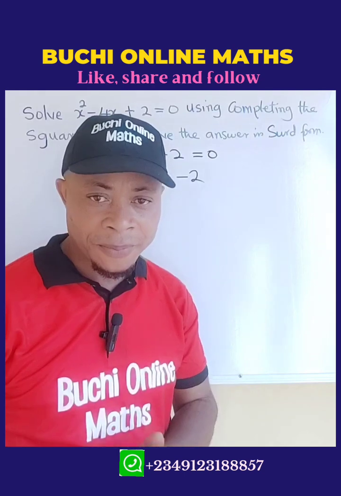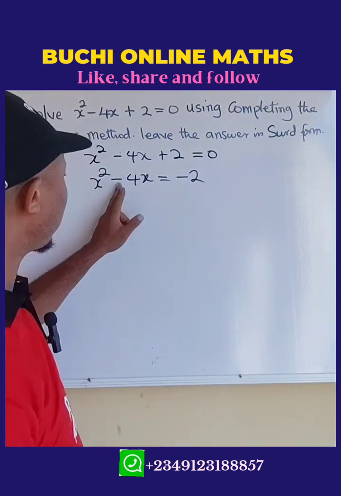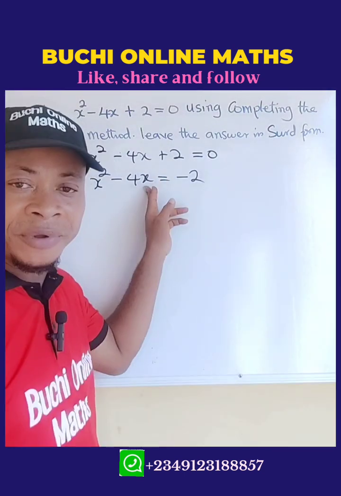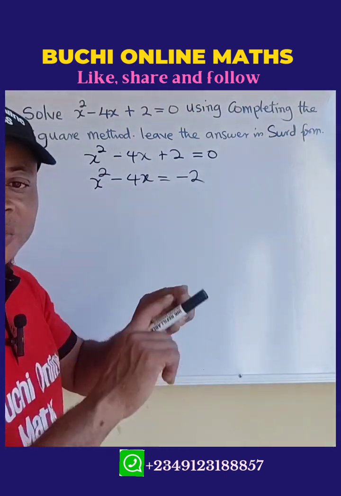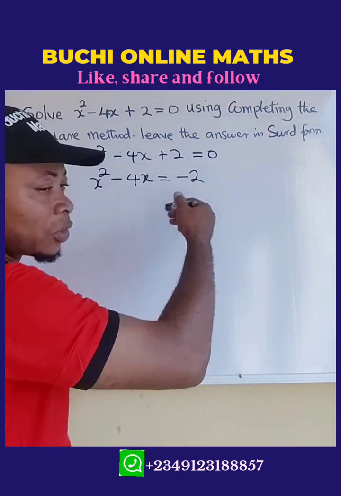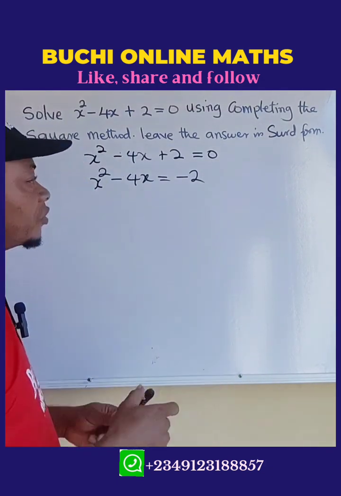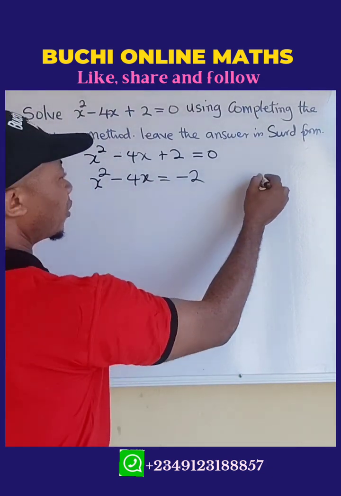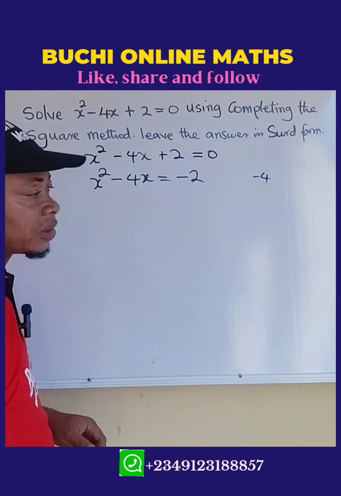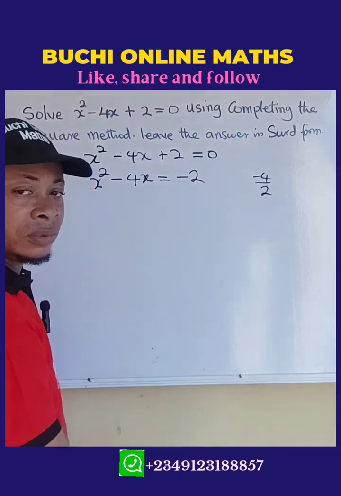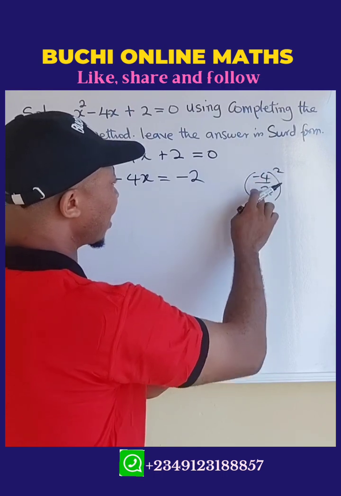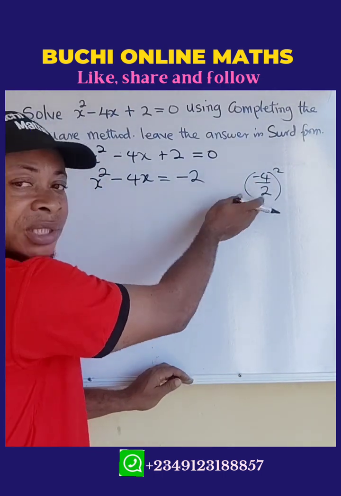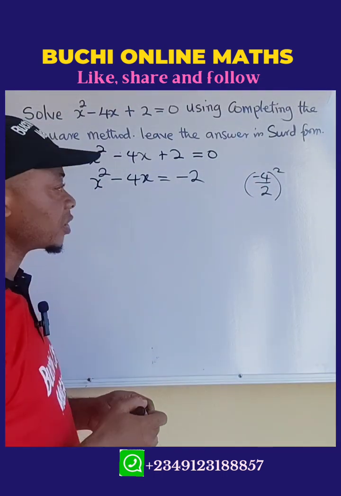Now, the second step we have to take: minus 4 is the coefficient of x. We are going to divide it by 2, square it, and add it to both sides of this equation. How do I mean? Minus 4, which is the coefficient of x, will be divided by 2. That's half of it. Then we are going to square it and add it to both this side and this other side. That is how to solve it.